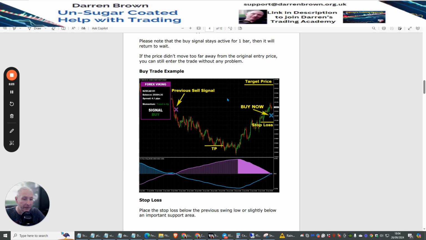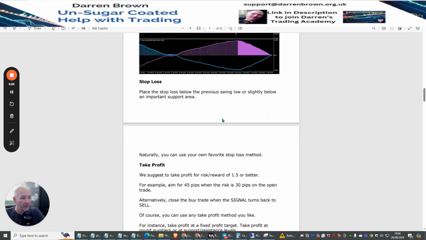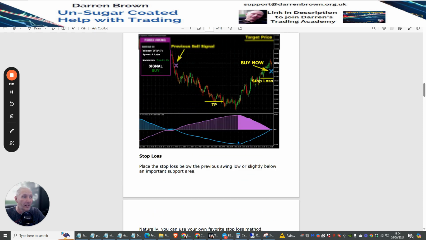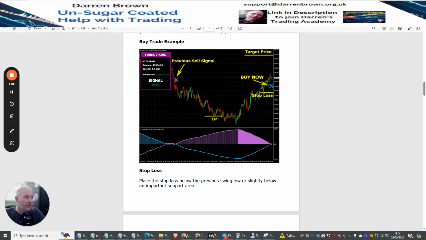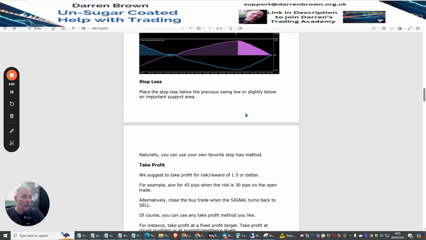If you're using a 2-to-1, 3-to-1 ratio, these are things that you need to look into. So place stop loss below the previous swing low or slightly below an important support area. What I tend to do with the lowest low is go just slightly above or just slightly under. This way, because it recognizes and it's going to hit these support and resistance points, you want to make sure that you don't sit right on top of it, and it's the same for your target price. If it's already a known support and resistance line, you want to make sure that you're just below the point. Okay, because then you've got more chance of actually getting that trade, because it will hover around this point.